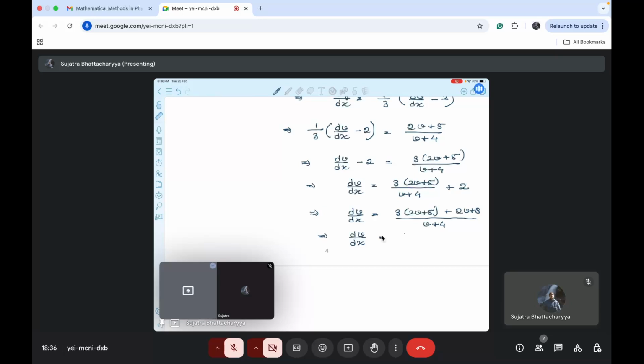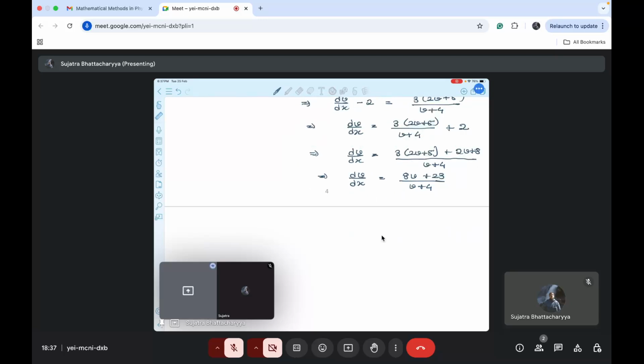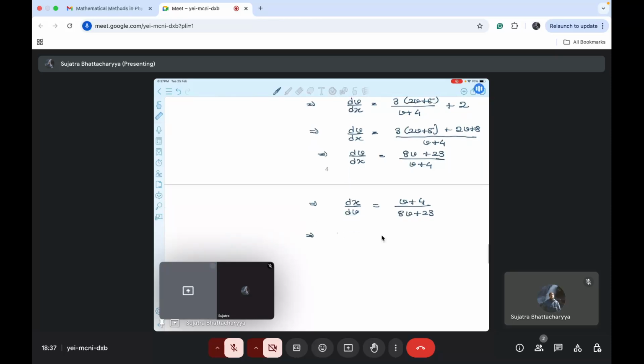Fine, let's solve further. This becomes 3 times (6 plus 2V), 15 plus 8V, that is (8V plus 23) divided by (V plus 4). This becomes the final thing. Now, instead of solving like this, let's do dx by dV. Just reciprocate this derivative. You get (V plus 4) divided by (8V plus 23). Now, some little bit of manipulation we will do on dx/dV. I would not say manipulation, this is the arrangement I will do.